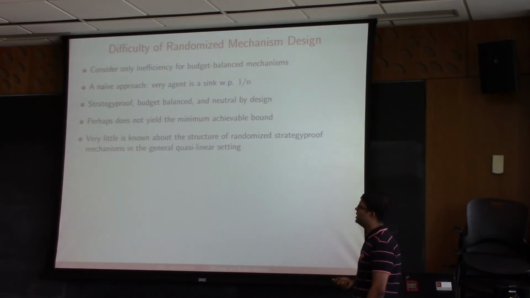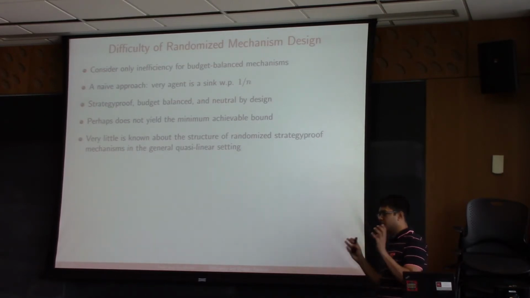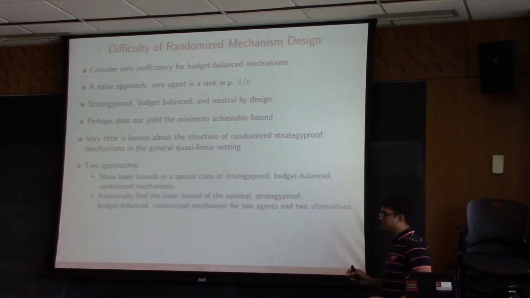The trouble in the context of randomized mechanisms is that we do not really know the structure of the strategy proof and budget balanced mechanisms. In the deterministic case, we had a structure which looks like an affine maximizer, but in the context of randomized mechanisms, nothing is known to date. So we take two different approaches. The first approach is we show lower bounds for a specific class of strategy proof, budget balanced, randomized mechanisms.